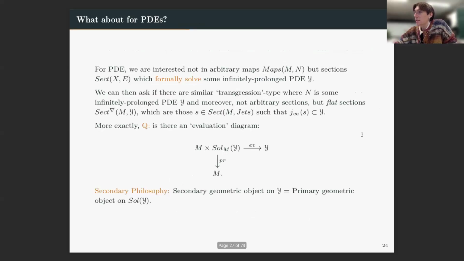Okay, so for PDEs, we don't want just arbitrary maps, and we don't want just arbitrary sections, but we want to look at those sections which additionally formally solve some DG PDE object. And so the question that we really want to address is, what is the tangent complex for these things? Is there a similar evaluation type diagram, this PTVV AKSZ formalism?